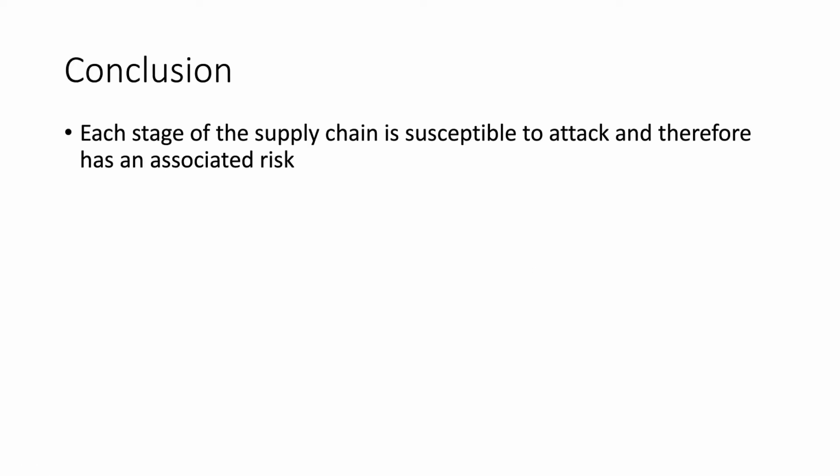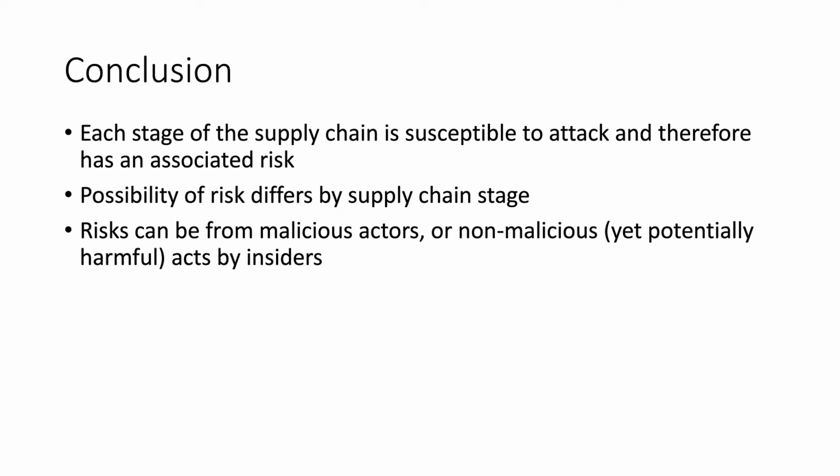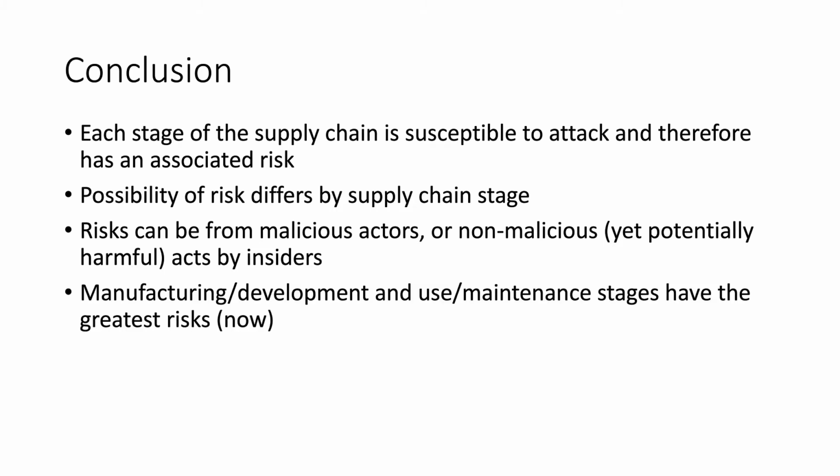So what have we learned? We've learned that each stage of the supply chain is susceptible to attack and therefore has an associated risk. We found that the possibility of risk differs by the stage of the supply chain, and that even differs whether it's hardware or software. We know that risk can be from malicious actors or from non-malicious actors, yet potentially harmful acts by insiders. We also know that the manufacturing and development and use and maintenance stages have the greatest risks. That's for now. That may change in the future.